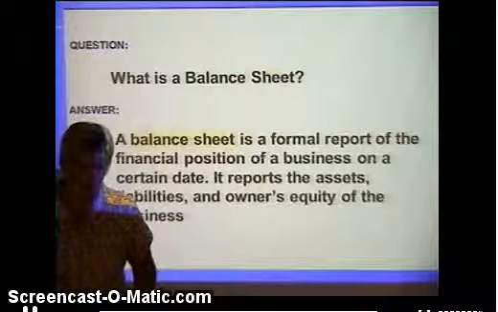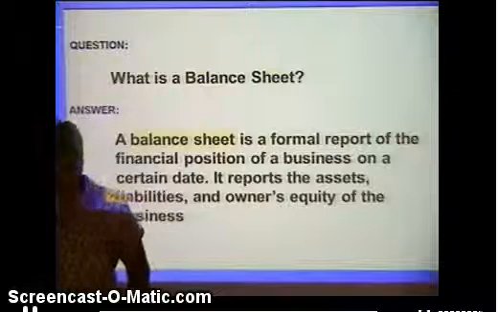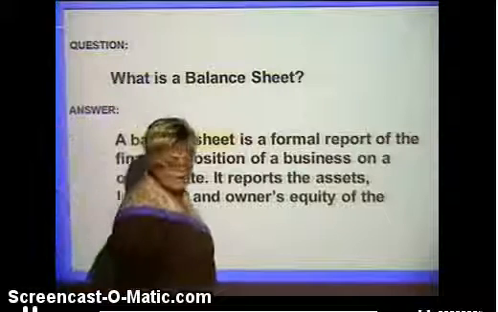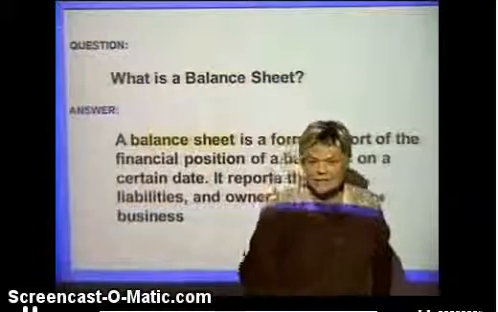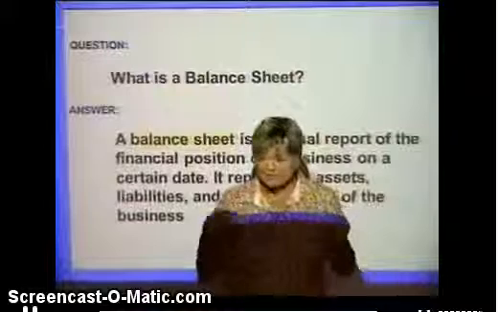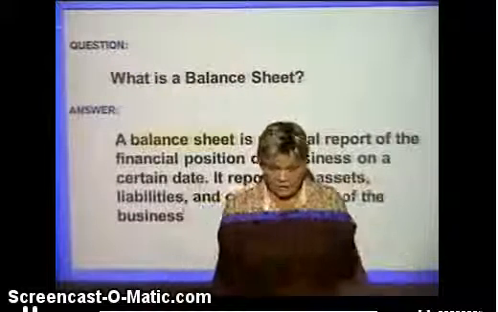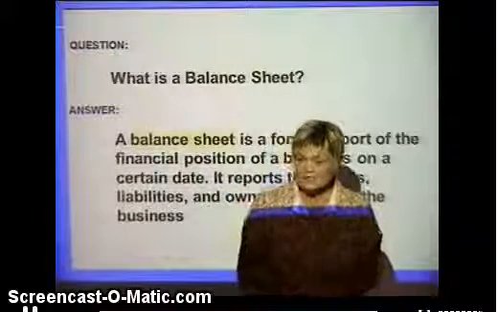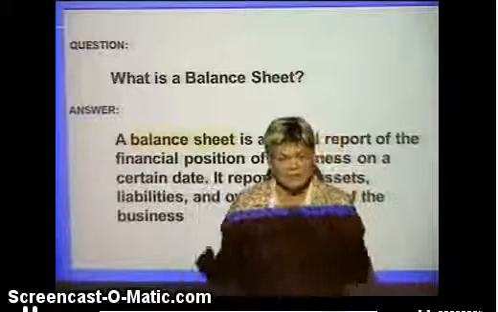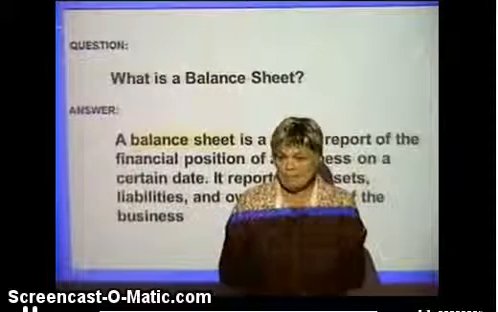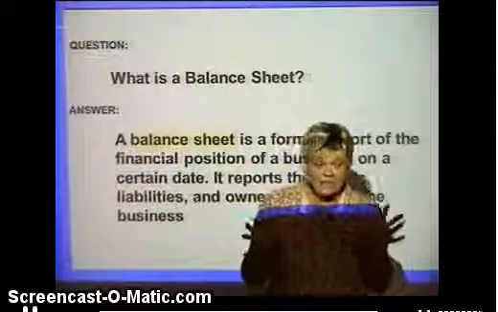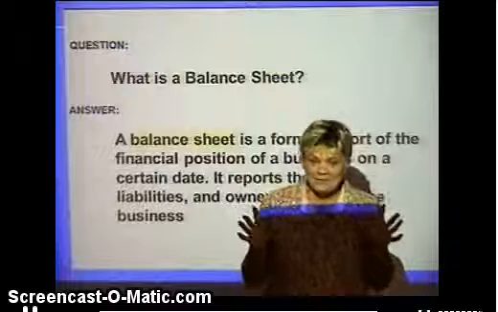It's a formal report. And on the balance sheet, you're going to show just what we've been talking about in this equation. You're going to show assets on one side with an equal sign, and on the other side, you're going to show the liability amount and the owner's equity amount. And they have to be in balance, thus it's called the balance sheet.